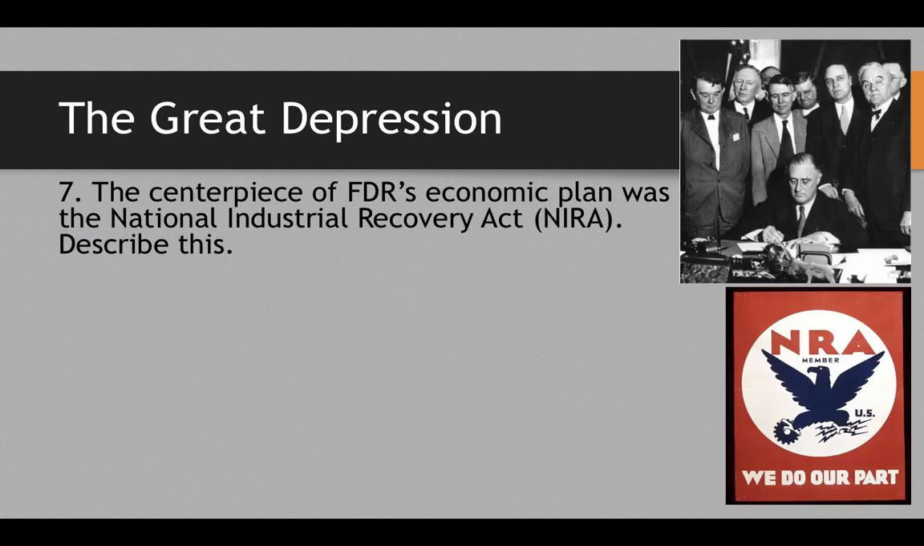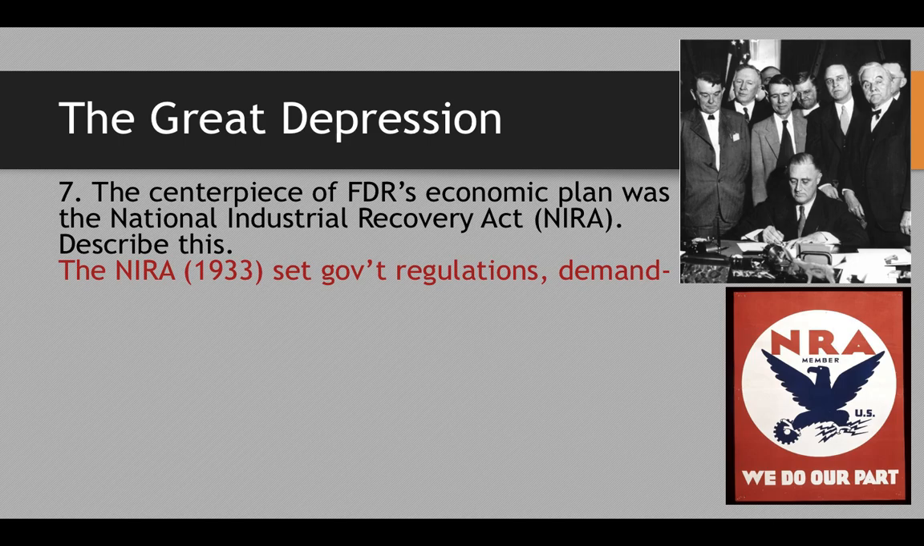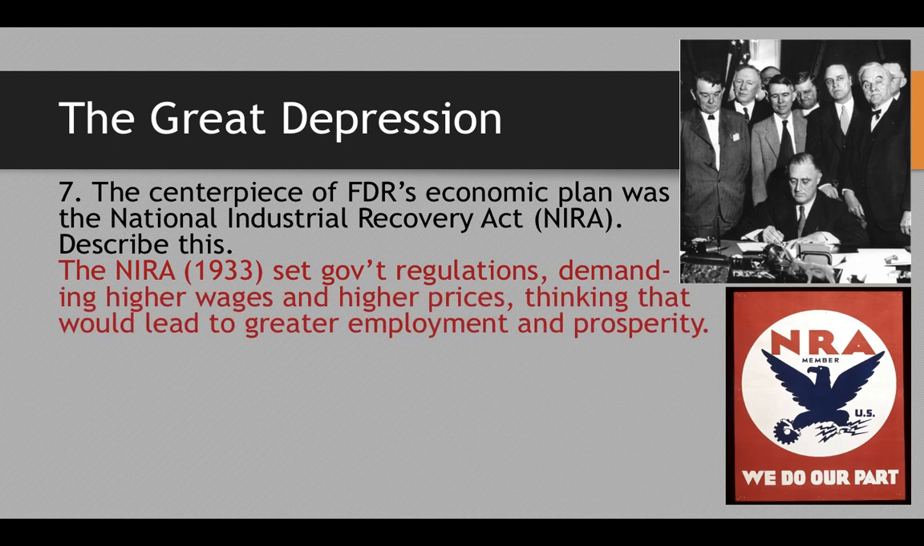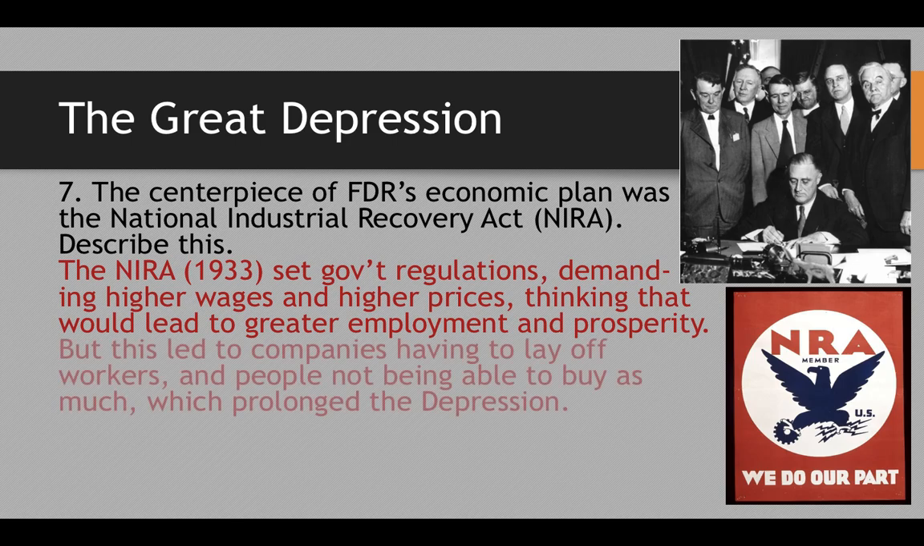So the centerpiece of FDR's economic plan was the National Industrial Recovery Act, the NIRA. And the NIRA set regulations demanding higher wages, higher prices, and the logic behind this was that this would lead to greater employment, and it would also lead to greater prosperity if people were paid higher and prices were raised, because then companies would get more money coming into them, and they'd be able to pay their people more. But this actually did not work at all.